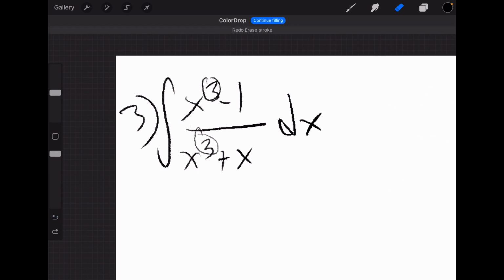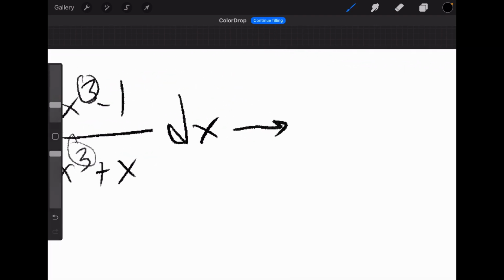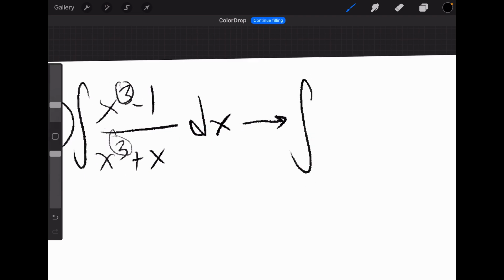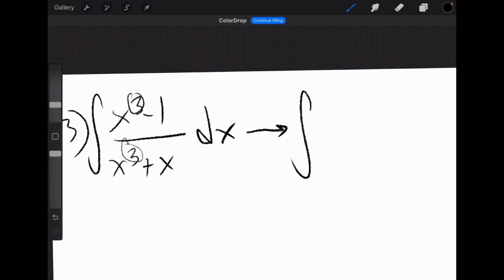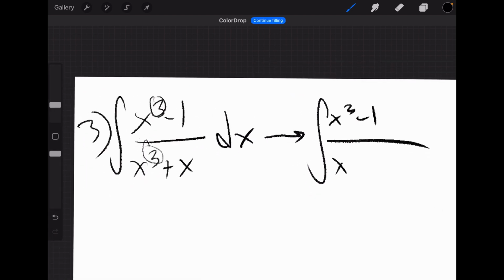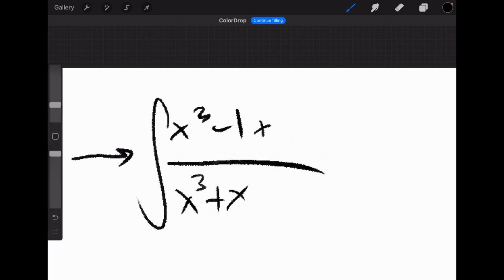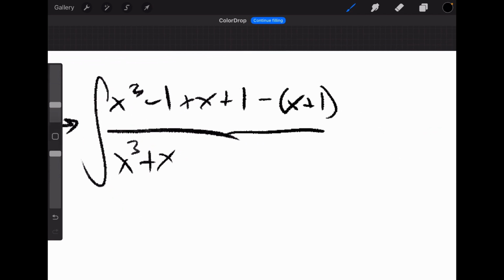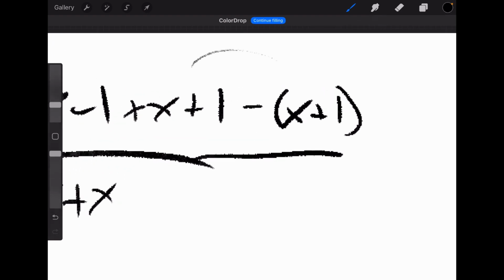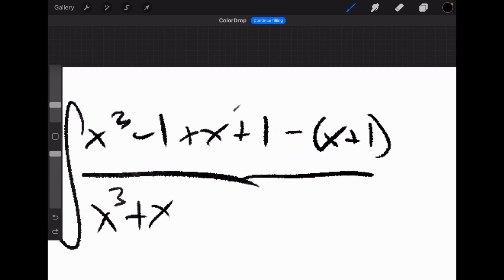Oh, that's me practicing. So what we're going to do is we're going to rewrite this so that later we can use one of the techniques. We're going to keep the same denominator. All I'm going to do is add plus x plus 1 and minus x plus 1. And this is legal in math because these two cancel each other out. I'm not adding a random number or x out of nowhere. These two will equal 0, so it's completely legal to do.